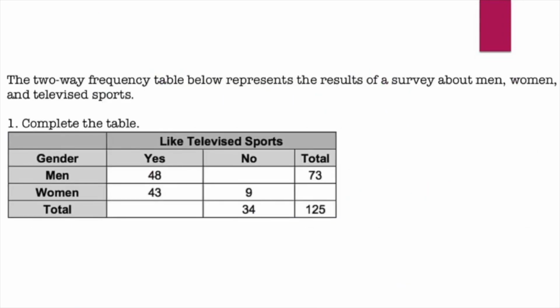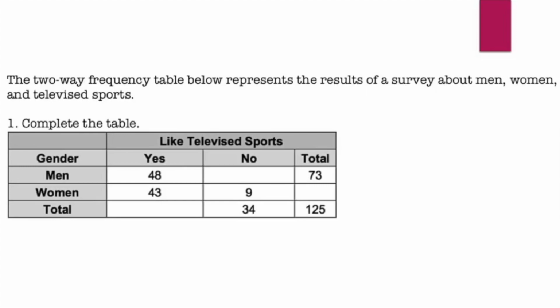All right, so for this part, it says the two-way frequency table below represents the results of a survey about men, women, and televised sports. Complete the table. So we have gender, yes and no, if they like to watch televised sports, and then gender is men and women, and then they're choosing yes or no, and we've got our marginal frequencies with the totals on the outsides.